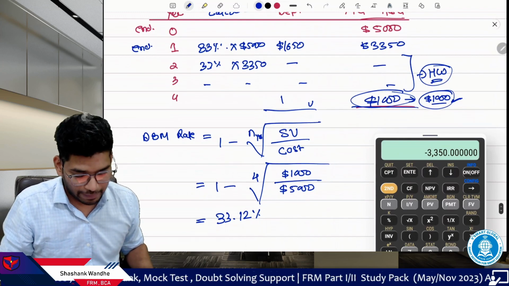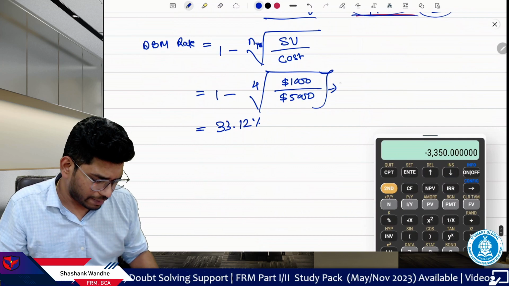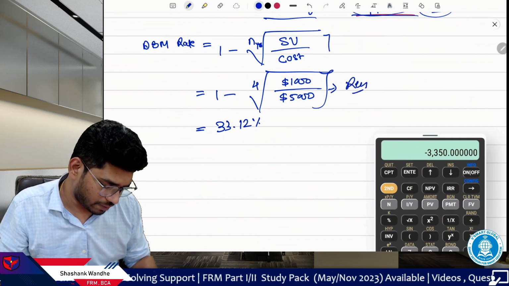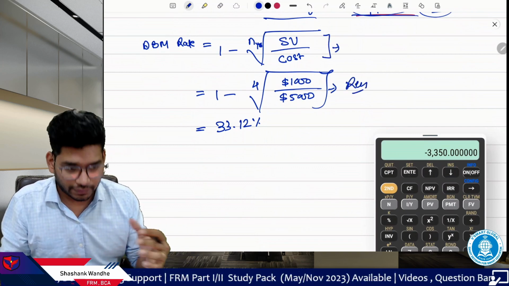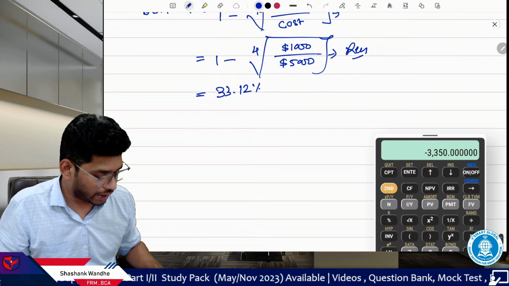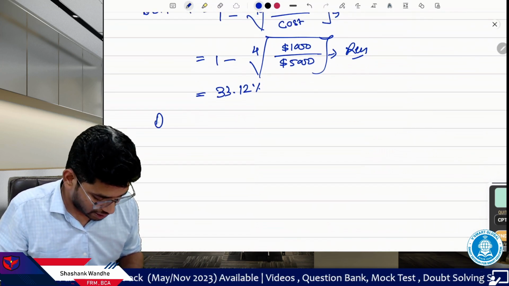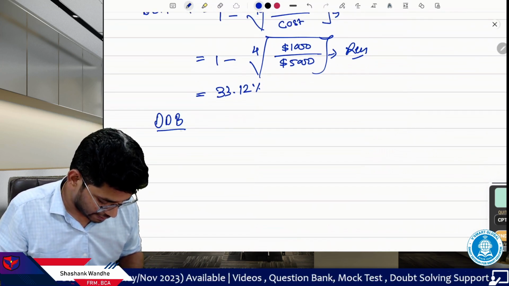Now this is the declining balance method. Now this is the formula. Remember this formula, you must remember this formula. Even if it is not given in your book, you should mug up this formula. In some notes it is not provided. Now next, double declining balance.